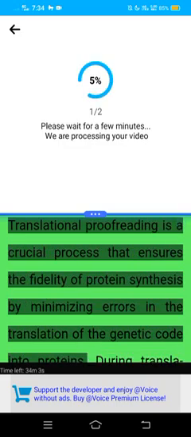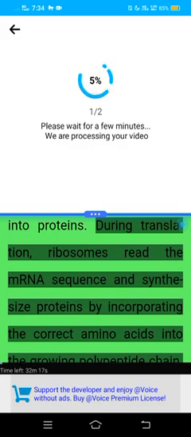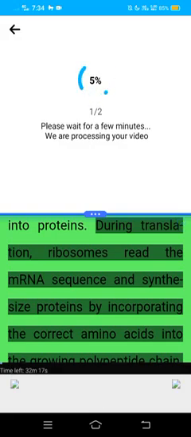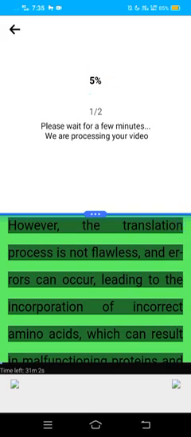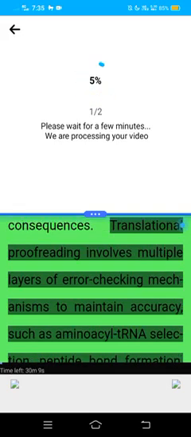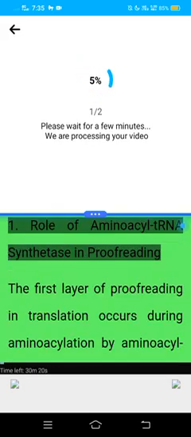Translational proofreading is a crucial process that ensures the fidelity of protein synthesis by minimizing errors in the translation of the genetic code into proteins. During translation, ribosomes read the mRNA sequence and synthesize proteins by incorporating the correct amino acids into the growing polypeptide chain. However, the translation process is not flawless, and errors can occur, leading to the incorporation of incorrect amino acids, which can result in malfunctioning proteins and potentially disastrous cellular consequences. Translational proofreading involves multiple layers of error-checking mechanisms to maintain accuracy, such as aminoacyl tRNA selection, peptide bond formation, and termination. 1. Role of aminoacyl tRNA synthetase in proofreading.